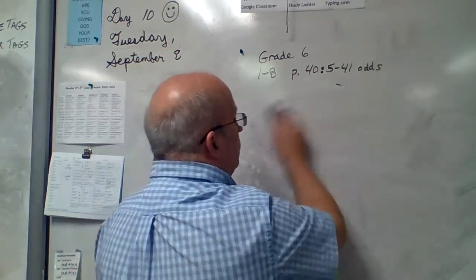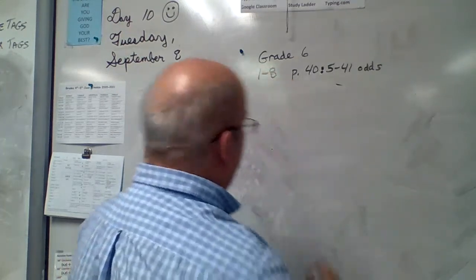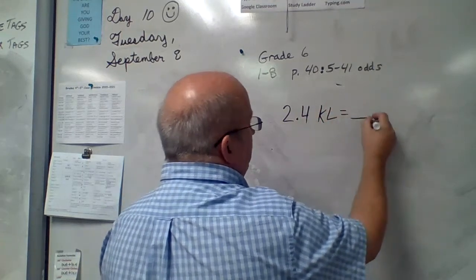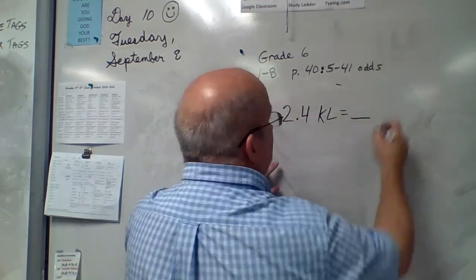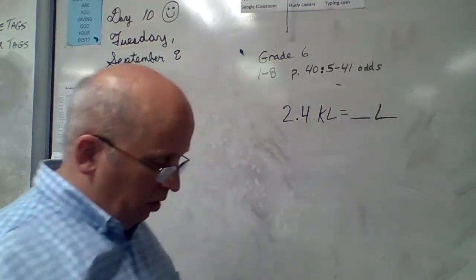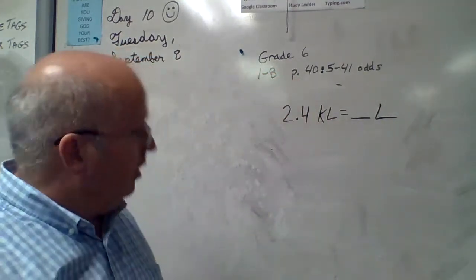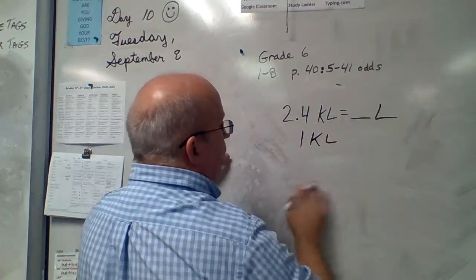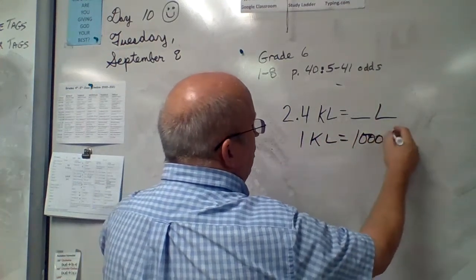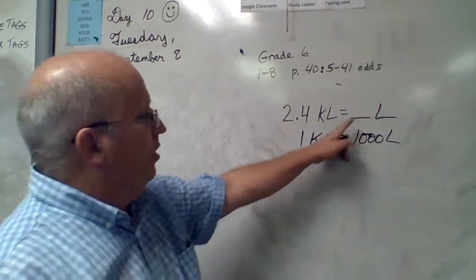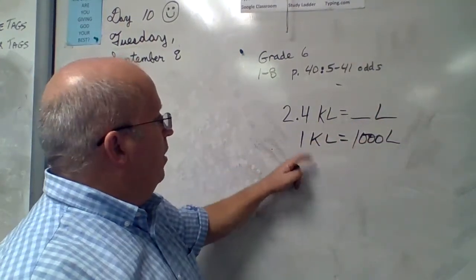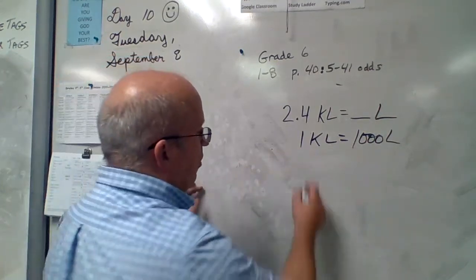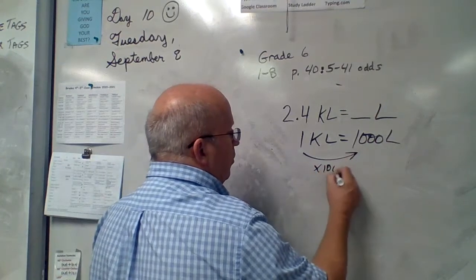How about another one? What if I have 2.4 kiloliters, and I want to know how many liters that is? Again, we look for the relationship down below. It tells us that 1 kiloliter equals 1,000 liters. Kiloliters under kiloliters, liters under liters. What's going on here? We're multiplying by 1,000 as we work across here. So we're going to do the same thing at the top.